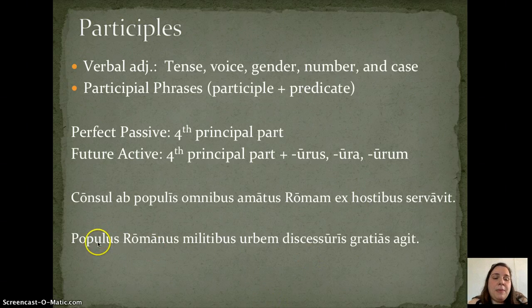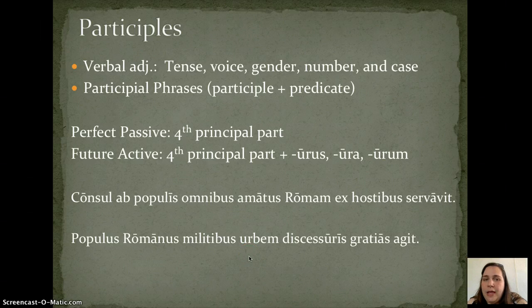Our second sentence, populus Romanus militibus urbem discessoris gratias agit. Okay, so if we just ignore our participial phrase for a second, we have populus Romanus agit gratias, right? The Roman people give thanks or thank the militibus, the soldiers, discessuris. This is nominative, dative, plural, describing the other nominative, dative, plural in the sentence, militibus. So the soldiers about to depart or about to leave urbem, the city.